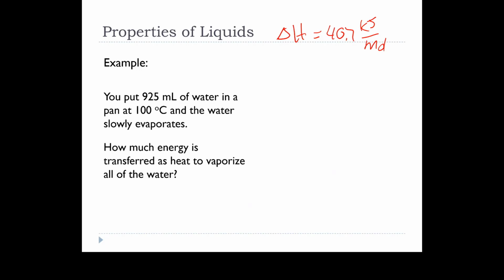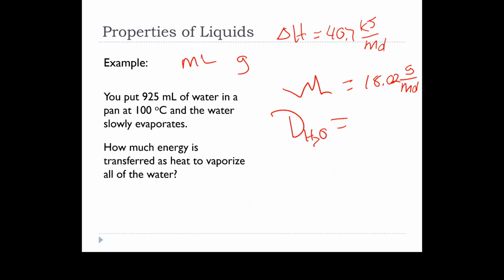We need the molar mass. Molar mass of water is 18.02 grams per mole. Okay, so if we're tracking the units, I've got moles here. That's going to relate energy to moles, okay? I've also got moles here, so now I'm relating energy to grams. I don't have grams. How am I getting grams? Right now I've got milliliters. I need a relationship between milliliters and grams. That's right. Density works. So what is the density of water?